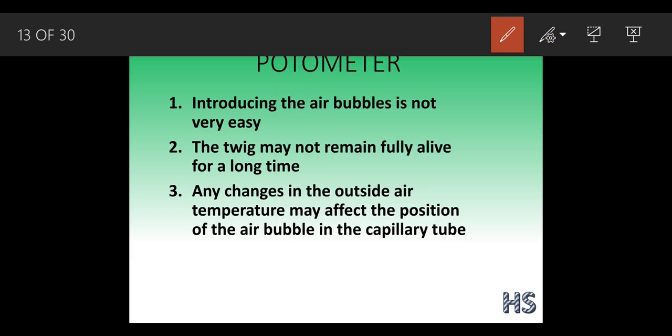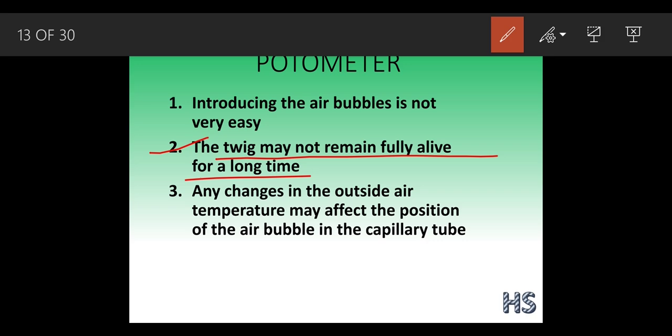Now the twig should be alive for a longer period of time. If the twig dies, I mean to say, if the plant is going to die, what is going to happen? We won't be able to see the rate of transpiration. Then what is the use of the Ganong potometer? So we have to see that the twig stays alive for a long period of time.